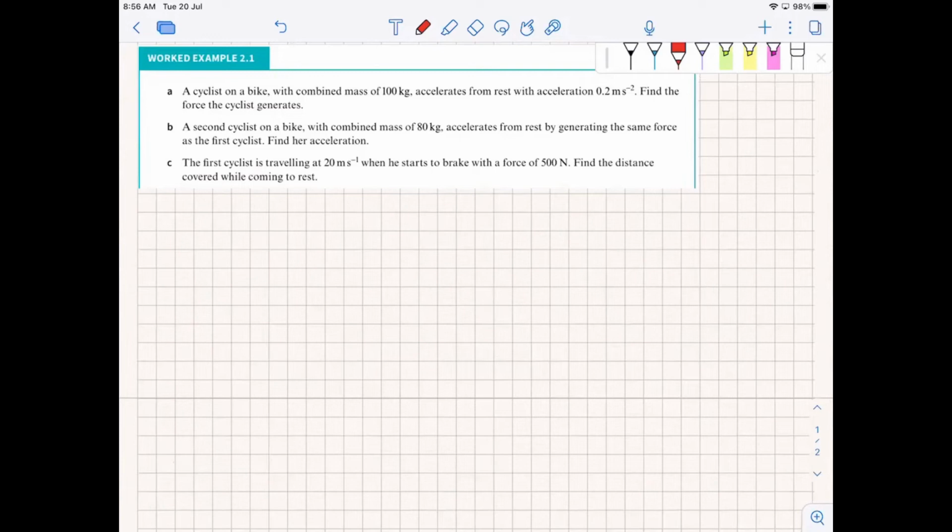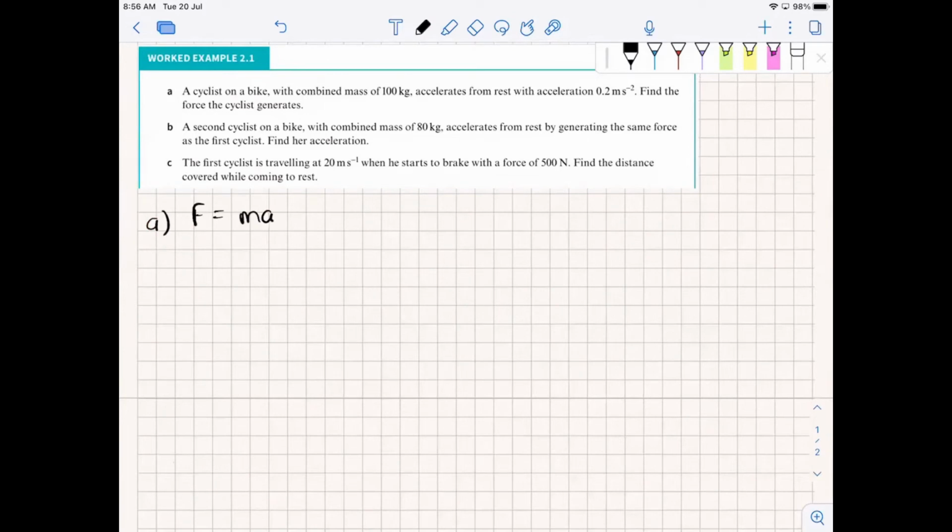Oops, let's go black. There we go. Question A. It says a cyclist on a bike with a combined mass, so him and the bike weigh 100 kilograms. They accelerate from rest with an acceleration of 0.2 meters per second squared. Find the force the cyclist generates. So Tuea, what's the equation that we're going to use? F equals ma.